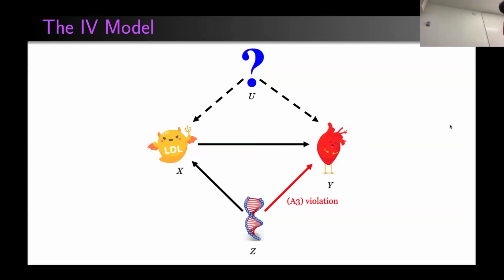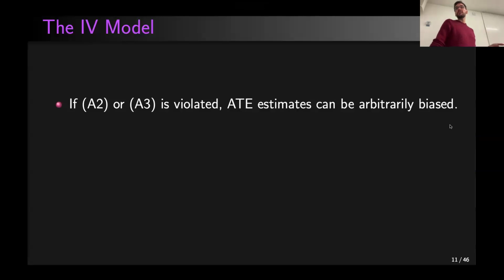But the one we're going to focus on a little bit more today is an A3 violation. This is the exclusion criterion. And that's if there's a direct effect from Z to Y. So again, the Mendelian example would be, well, what if this genetic variant itself is a risk factor for heart disease, independent of also being a risk factor through the cholesterol pathway? This would be a problem for an IV model. If either of these assumptions are violated, ATE estimates can be arbitrarily wrong. And the arbitrarily is important. Depending on the strength of the violation, you can really drive an arbitrarily positive effect, negative, and vice versa.